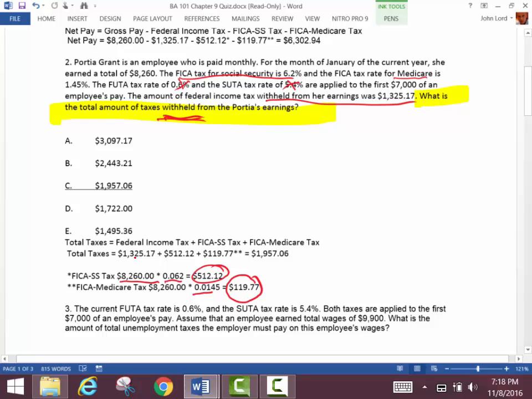Okay, so you pick up this 512. You pick up this 119 plus the 1325.17. That's a total of this 1957.06.